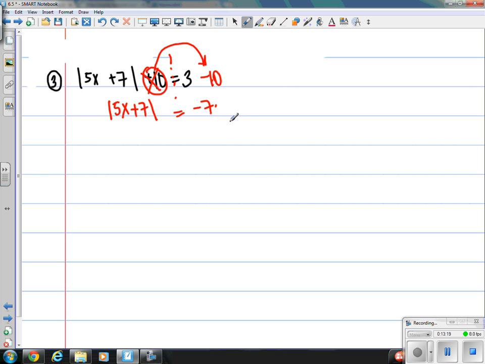Now step 2 says it cannot equal a negative. So we look, and I have that the absolute value bars equal a negative 7. That can't happen, so it's automatically a no solution. Anytime by step 2 you have your absolute value bars alone on the left side and you equal a negative number, it's automatically a no solution. So that finishes up for solving absolute value equations. Thank you very much.